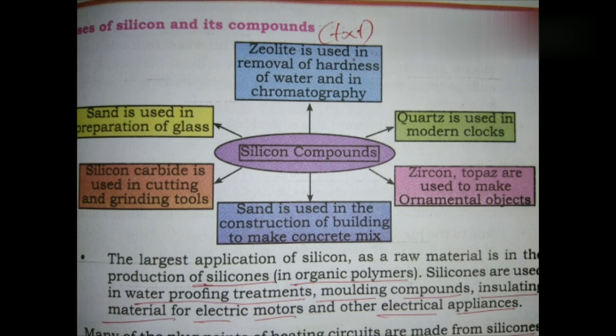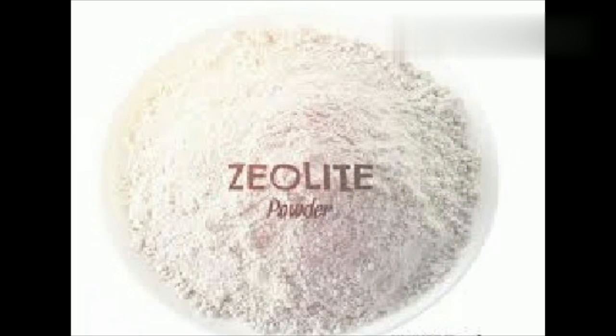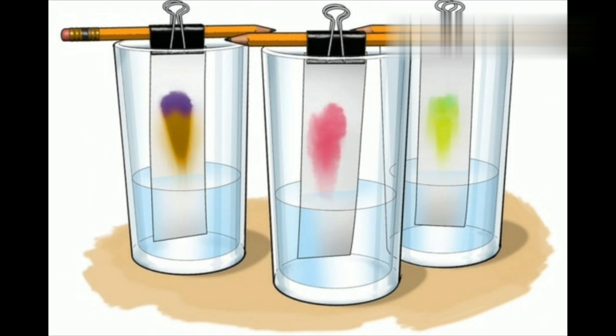Zircon and topaz are used to make ornamental objects. Quartz is used in modern clocks. Zeolite is used in removal of hardness of water and in chromatography.